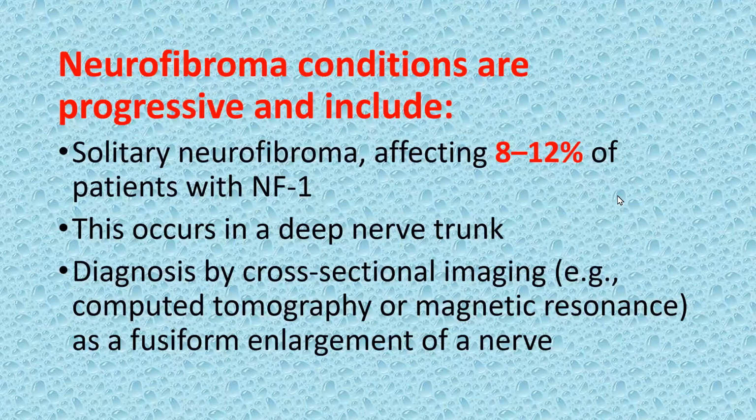Solitary neurofibromas affect 8 to 12% of patients with neurofibromatosis 1. This occurs in the deep nerve trunk. The diagnosis is by cross-sectional imaging, computed tomography or magnetic resonance, and this shows as a fusiform enlargement of a nerve.